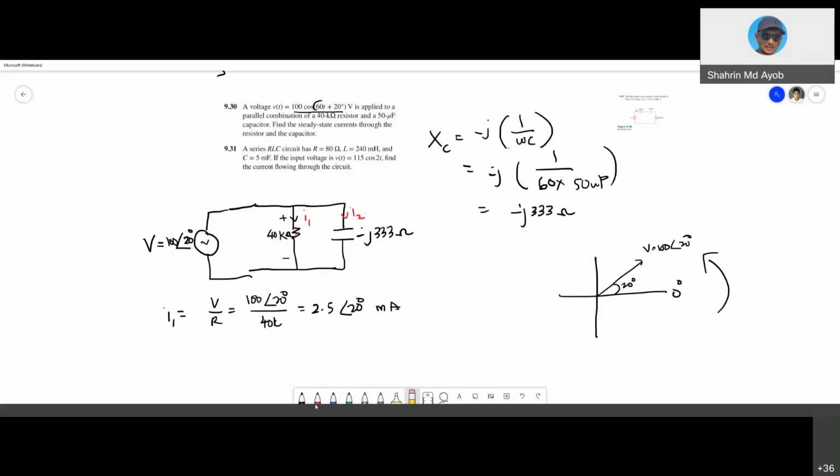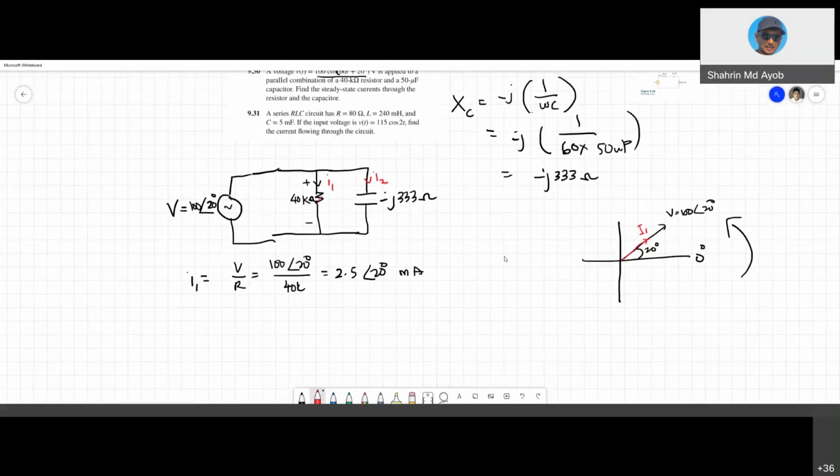So milliamperes. If you want to draw the current, it will be 2.5 milli. So this is your current. It's up to you to put the values or not. This is your I1. It is in phase with the voltage, in phase with the voltage source, because this is a parallel circuit. I hope you got what I mean.